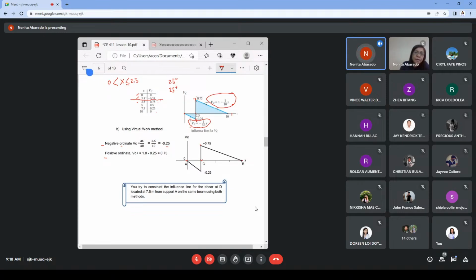And the ordinate at the other support is 0. So at the two supports the ordinate is 0, and we have a negative ordinate and a positive ordinate at the specified point C. Okay? Do you understand, class?